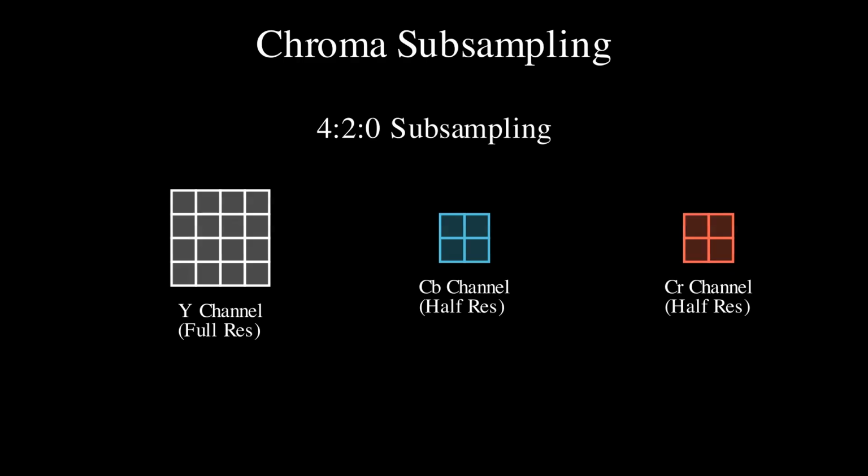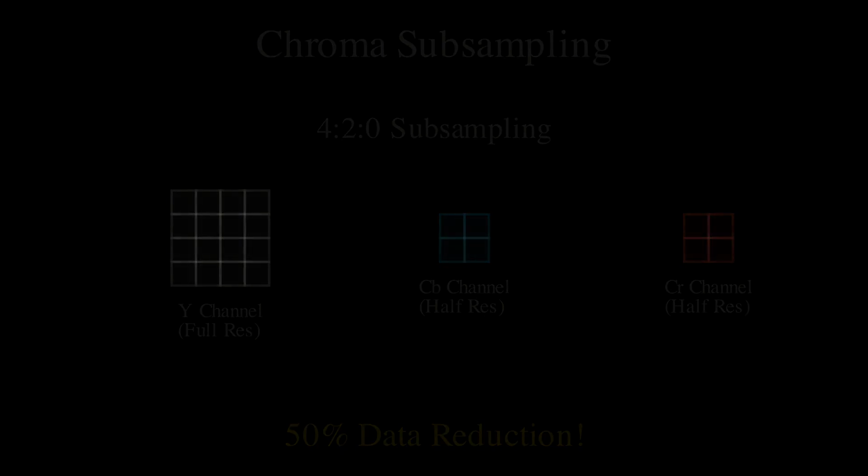Stage 2. Chroma Subsampling. This exploits the fact that human vision is less sensitive to color detail than brightness detail. The most common scheme is 4:2:0 subsampling. In this scheme, the Y channel stays at full resolution, but the Cb and Cr channels are reduced to half resolution in both dimensions, keeping only 1/4 of the color data. This simple step achieves a 50% reduction in data before any other compression, and for most photographic images, it's virtually imperceptible. This is one of the most elegant tricks in JPEG's arsenal.